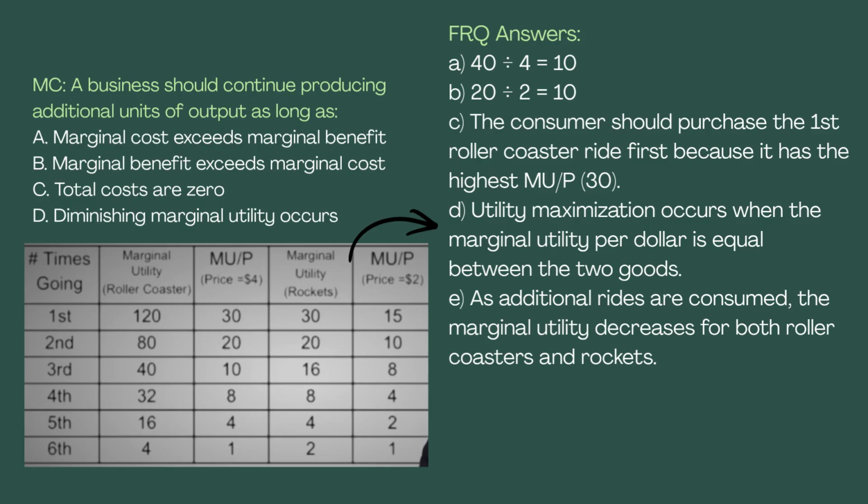For Part E, the table demonstrates the law of diminishing marginal utility because each additional ride provides less extra satisfaction than the previous one. Now try the multiple choice question on your own, and I will give you the answer at the end of the slide.